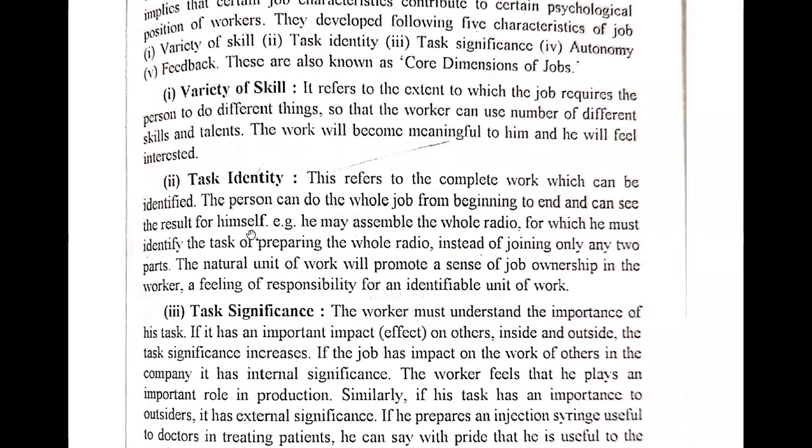Again, second is task identity. This refers to the complete work. Here, as I have told you, an employee should be given the complete work. So, this refers to the complete work which can be identified. A person can do the whole job from beginning to end and can see the result for himself. For example, he may assemble the whole radio, for which he must identify the task of preparing the whole radio instead of joining only any two parts. The natural unit of work will promote a sense of job ownership in the worker, a feeling of responsibility for an identifiable unit of work.